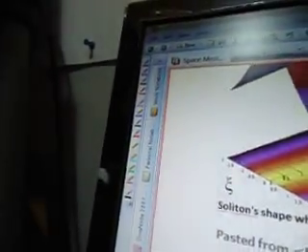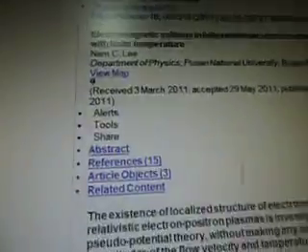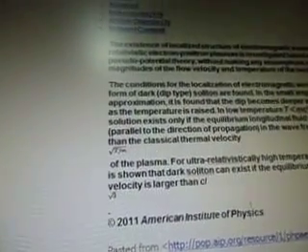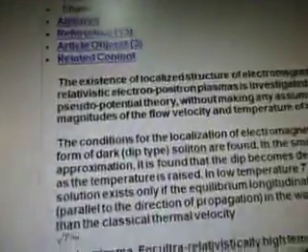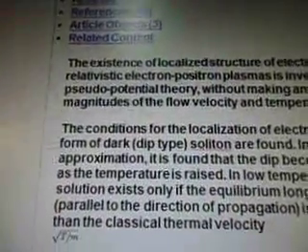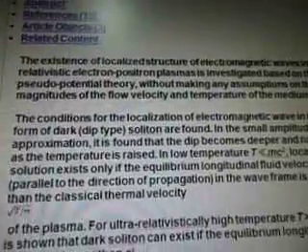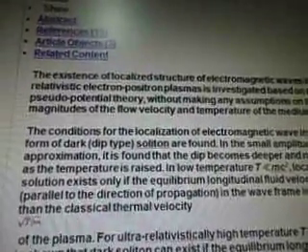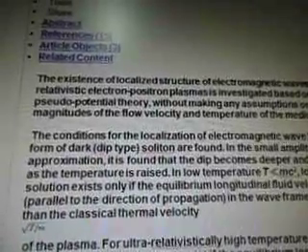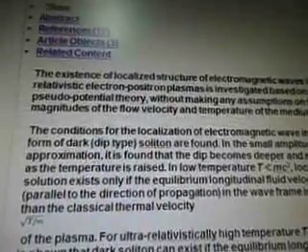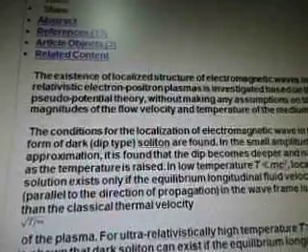Okay. And this is his data here. This is what came up with Nancy Lee. Okay, I'll just read what he's got here. The existence of localized structure of electromagnetic waves in relativistic electron-positron plasmas is investigated based on the pseudo-potential theory. So he's written a theory about it, and he sent it out March 2011.